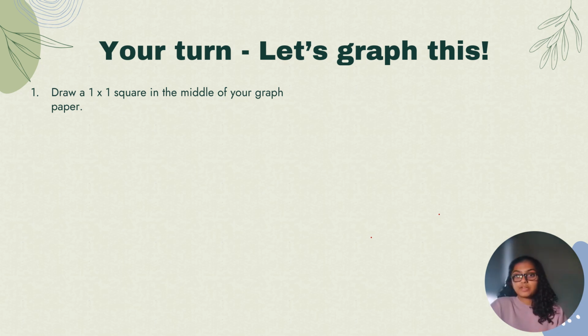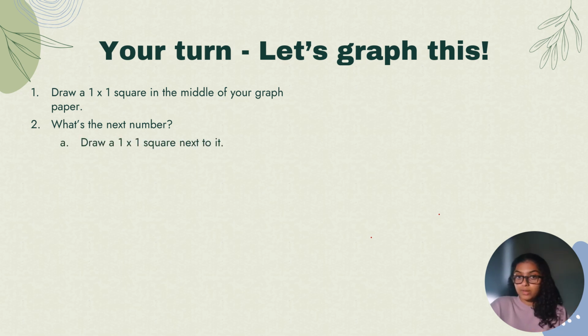Okay, so start by drawing a 1 by 1 square in the middle of your graph paper. And then what's the next number? So we know what's 1 plus 0, because 0 is the first number. 1 plus 0 is 1. So then you're going to draw another 1 by 1 square, because again, the Fibonacci spiral is comprised of those squares where the side lengths are that same number.